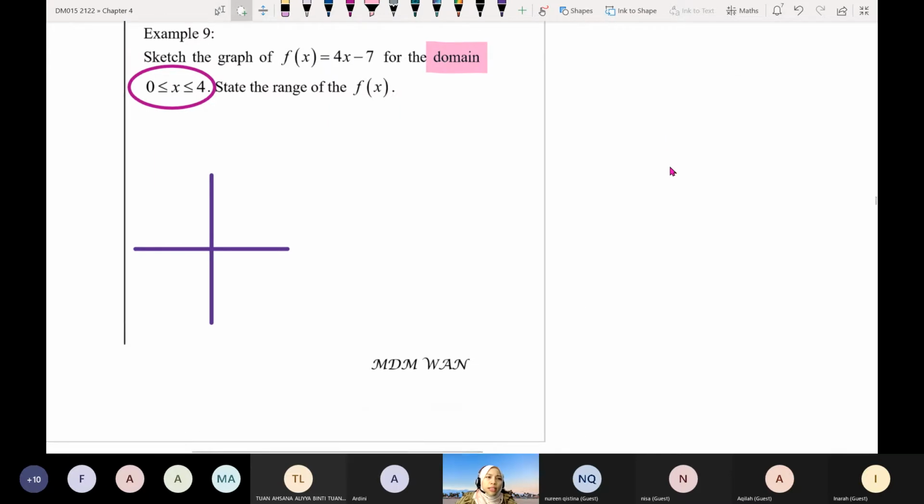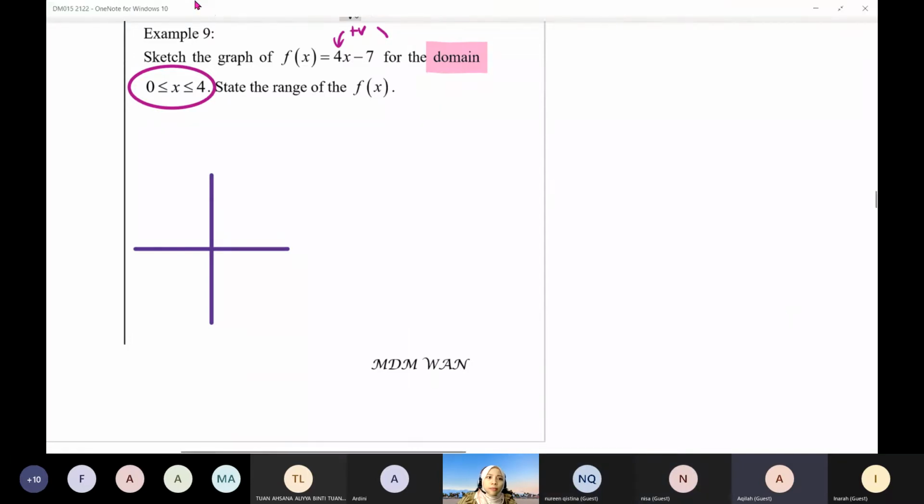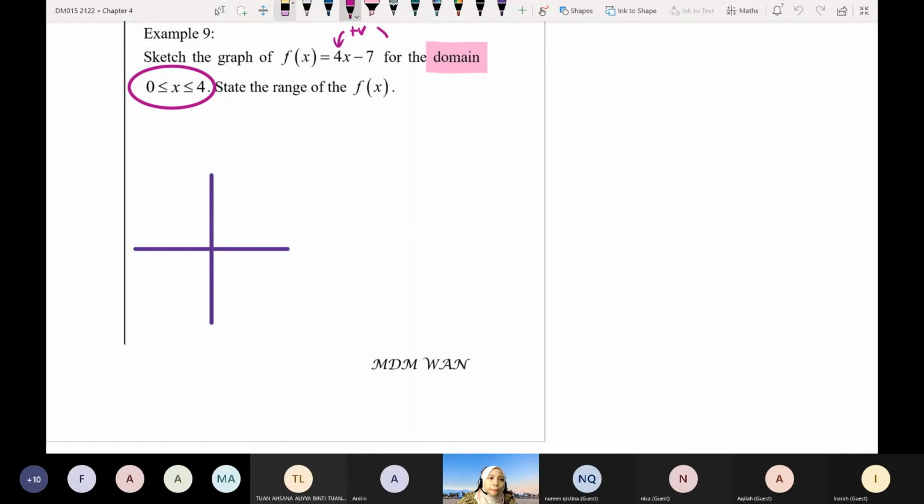Alright. So 4x minus 7. So this is the gradient. The gradient is positive. So what is the shape, upward or downward? Upward. Okay, so upward. And then what does negative 7 mean? It is the y-intercept. Yes. So you can write it down.